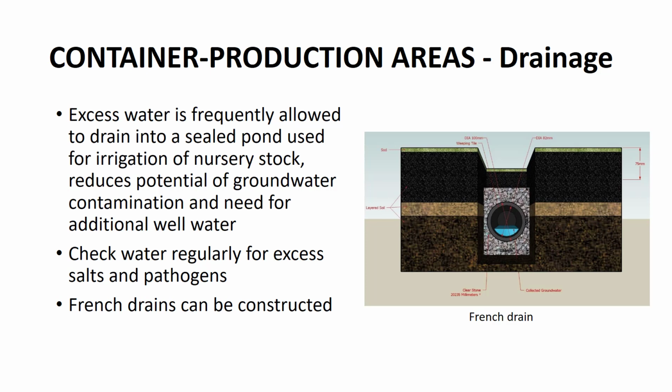Excess water is frequently allowed to drain into a sealed pond used for irrigation of nursery stock to reduce the potential for groundwater contamination and to reduce the need for additional well water. The runoff water may be high in soluble salts or spores of various fungi and may need to be checked periodically and treated appropriately or blended with well water.